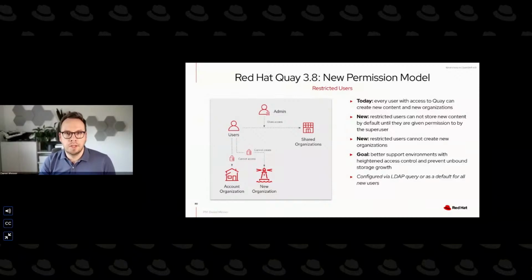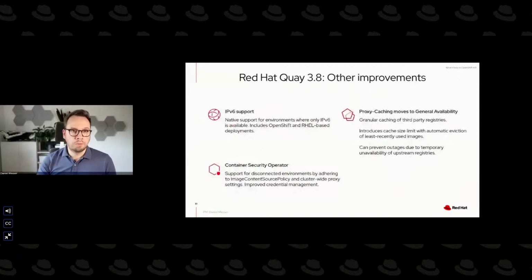Next slide. Finishing off with Quay 3.8, we are also introducing a couple of additional features. We are introducing native IPv6 support, which is important at edge locations where IPv6 single stack is the only available choice. We are also looking to graduate the proxy pull-through caching feature to general availability, and we'll give it the ability to add a cache size limit upon which the cache will automatically start to remove cached images to make room for new ones.